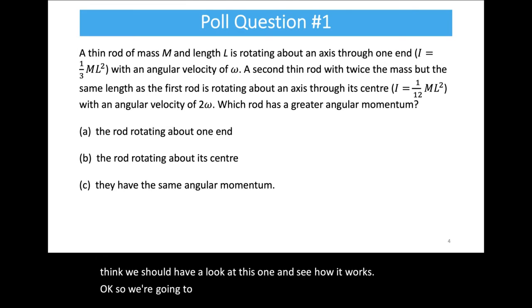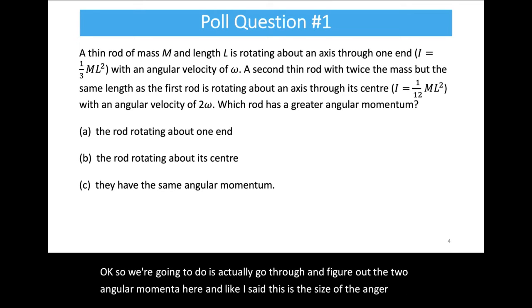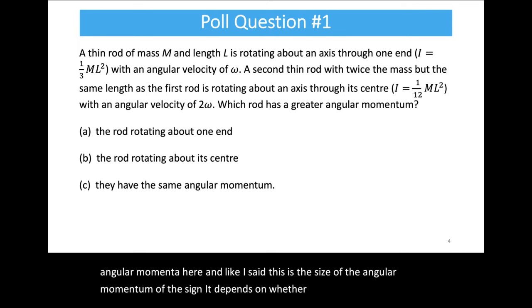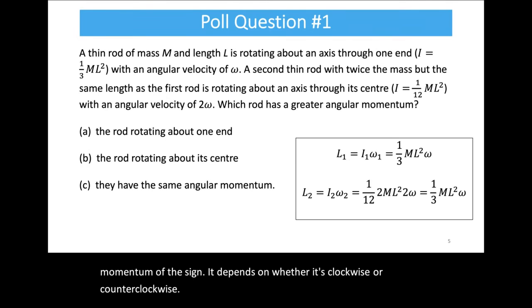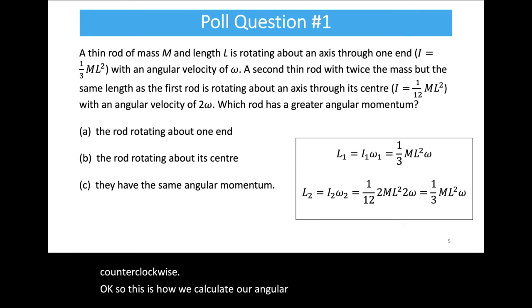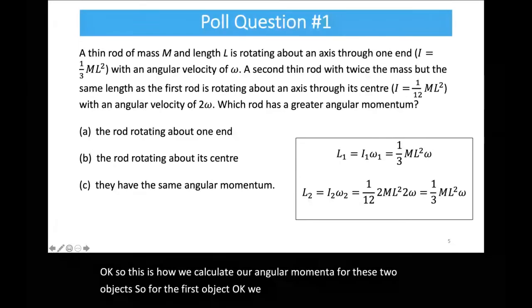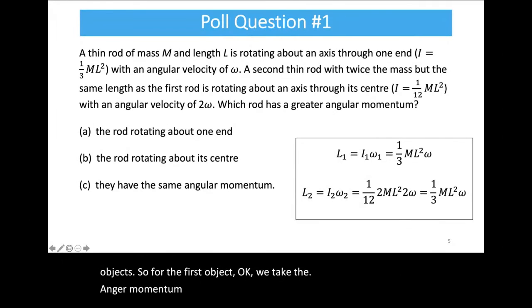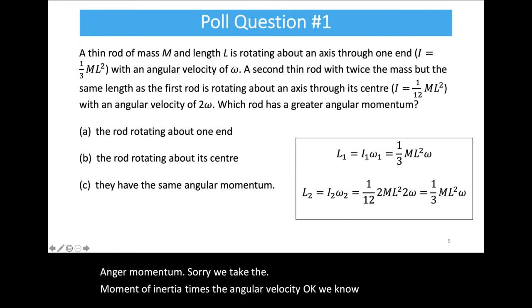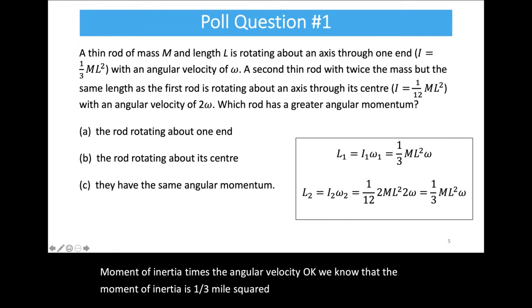Okay, so what we're going to do is go through and figure out the two angular momenta here. Like I said, this is the size of angular momenta. The sign depends on whether it's clockwise or counterclockwise. So this is how we calculate our angular momenta for these two objects. For the first object, we take the moment of inertia times the angular velocity. We know that the moment of inertia is 1/3 ml squared and the angular velocity was omega.